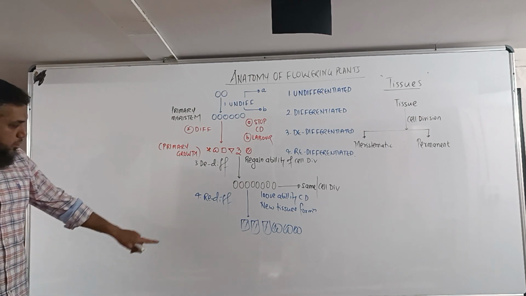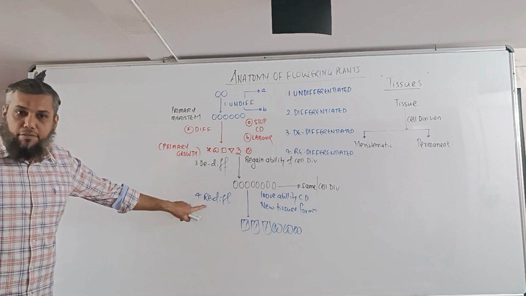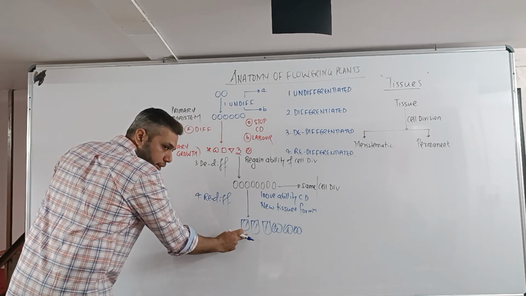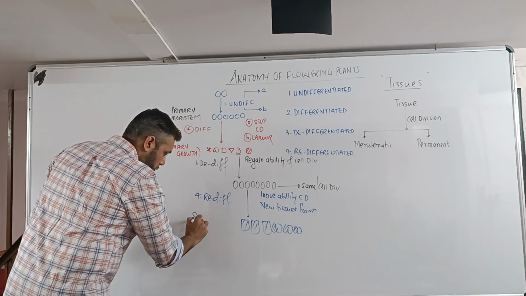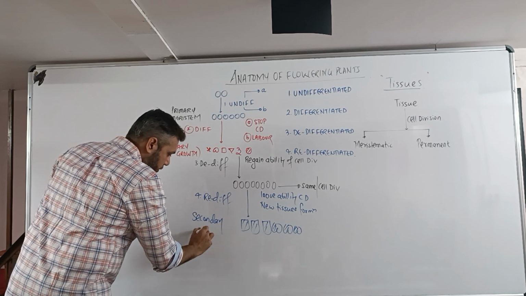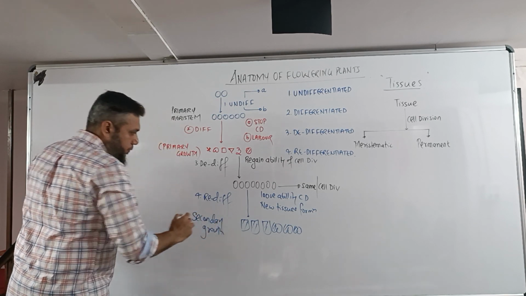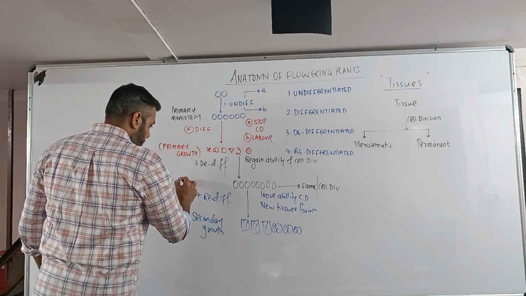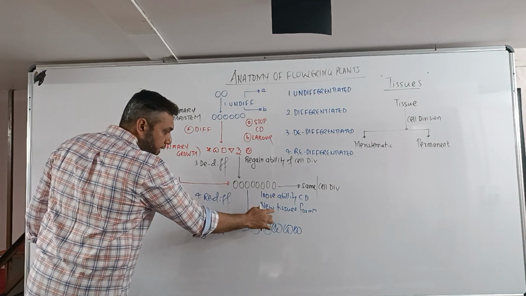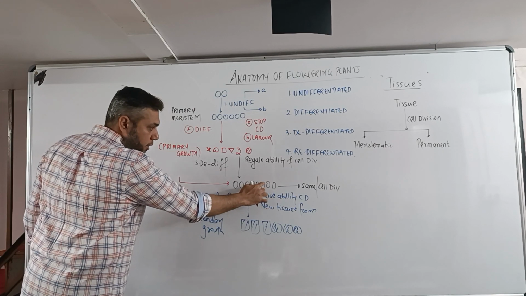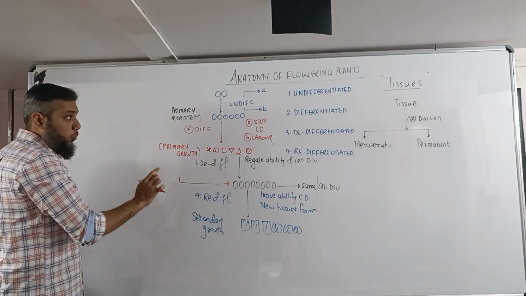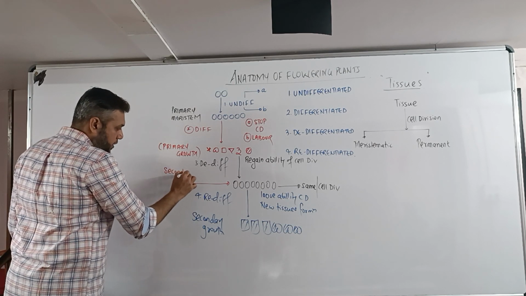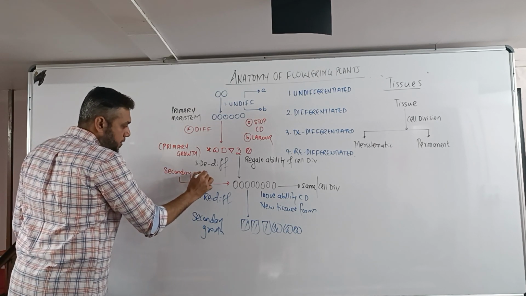But it is once again, so I am using the word re-differentiated. And this growth will be called which growth, bachalo? Secondary growth. And such a dividing cell, will you call it a primary meristem? No. You will call which meristem? Secondary meristem.